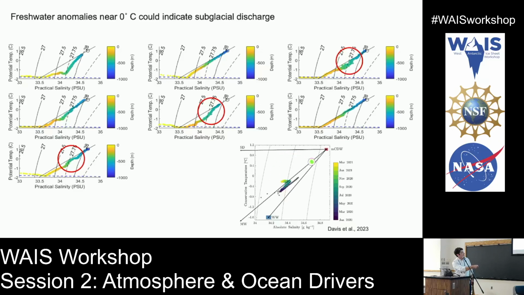It should plot parallel to this end member line. And so it's not obvious in our profiles that that's happening, but it's not obvious that it's not happening either, right? There's this interesting behavior around 0 Celsius in these circled areas that might sort of be subglacial discharge.